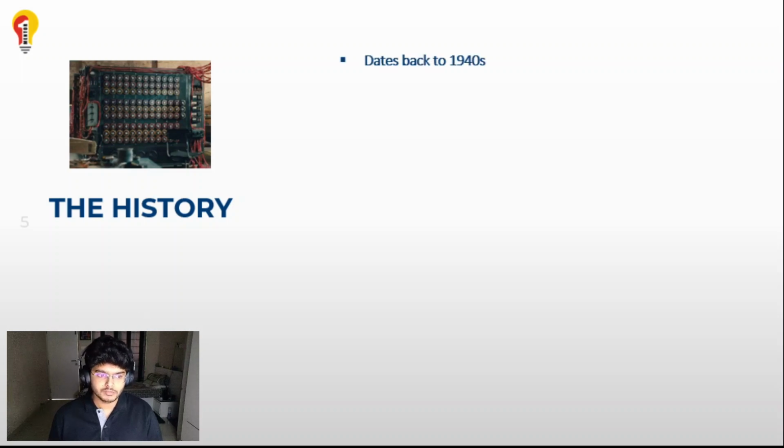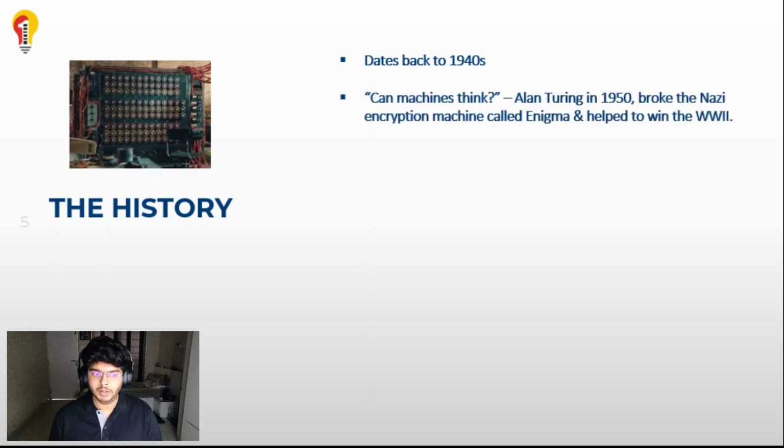So the foundation of AI dates back to the 1940s when Alan Turing broke the encryption of the Nazi encryption machine called Enigma, and they went on to win the World War II. He then went on to publish his research called Can Machines Think in 1950. If you haven't already, I urge you to watch this movie called The Imitation Game, which stars Benedict Cumberbatch as Alan Turing. It is an amazing movie, and you'll get a lot to know about this enigma and what lies in the world of encryption and how AI got started.